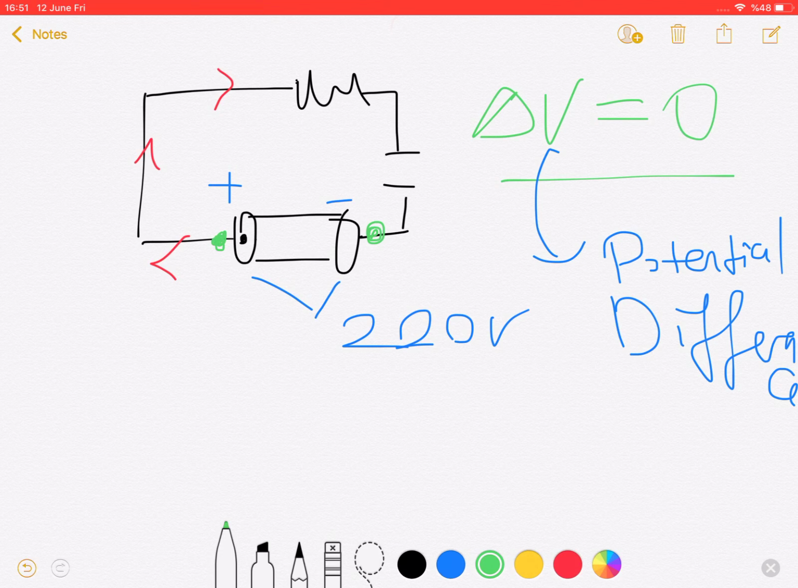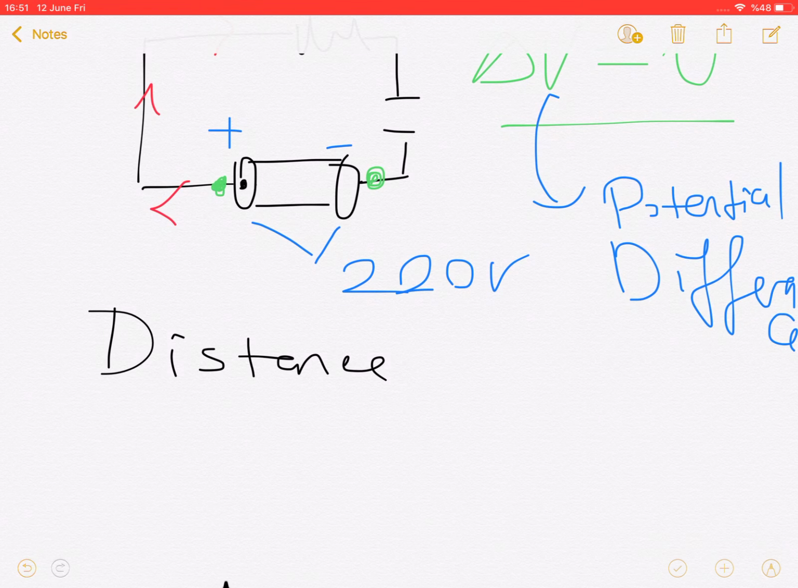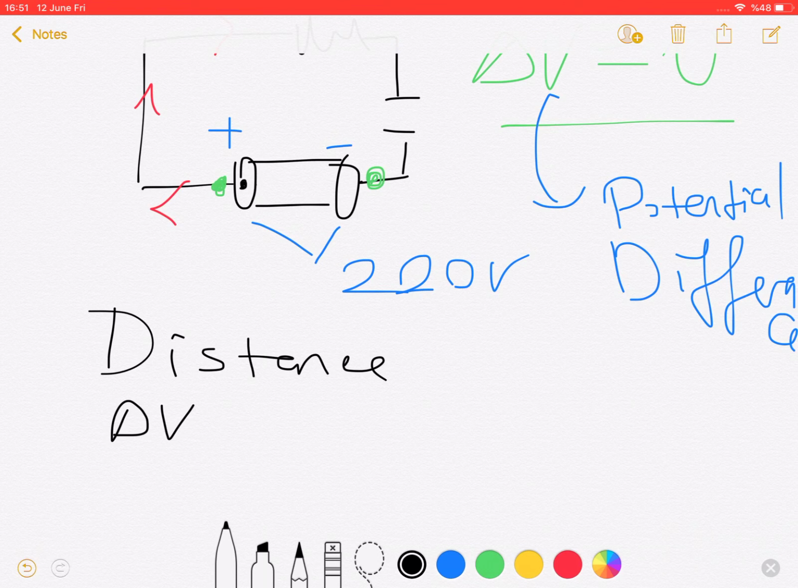That's too detailed. Okay, we just give the main introduction, the main part. So distance really plays an important role. Distance. We have an interesting thing, delta V. We have electric field and potential difference, by the way.